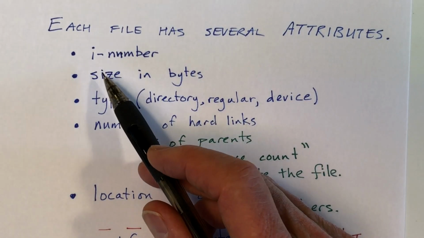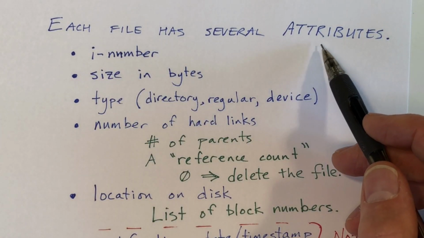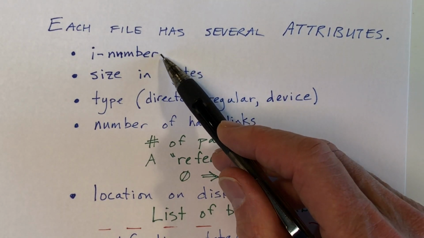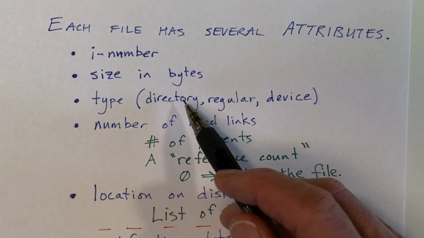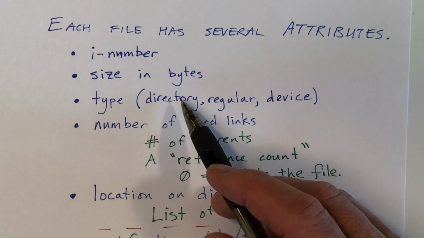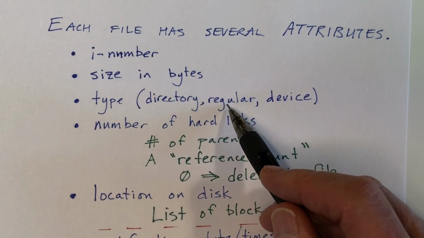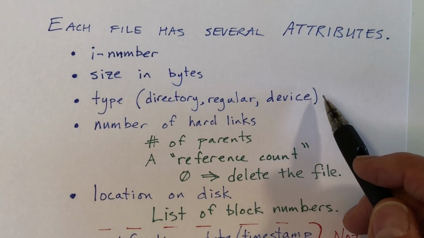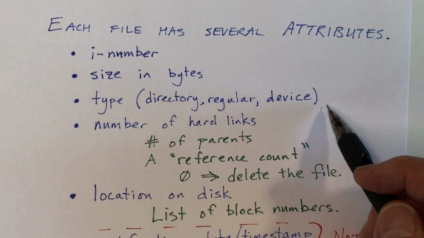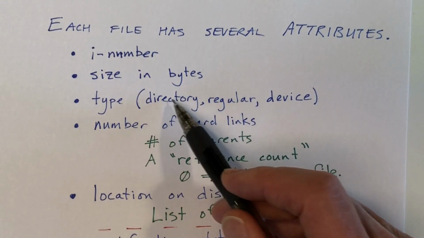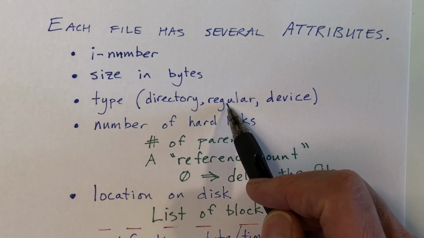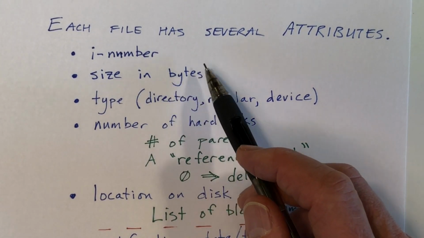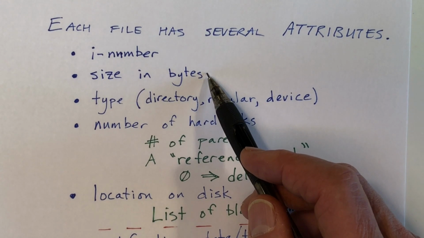Associated with every file are a number of attributes. The most important one is the inumber, which is used to uniquely identify each file. The type tells which kind of file we're dealing with. In xv6, we can have a directory file, a regular file, or a device. In other Unix and Linux systems, we have other types as well. Directories and regular files contain data, and so if we have a directory or a regular file, we need to know how much data we have, and so we have the size in bytes of the data.